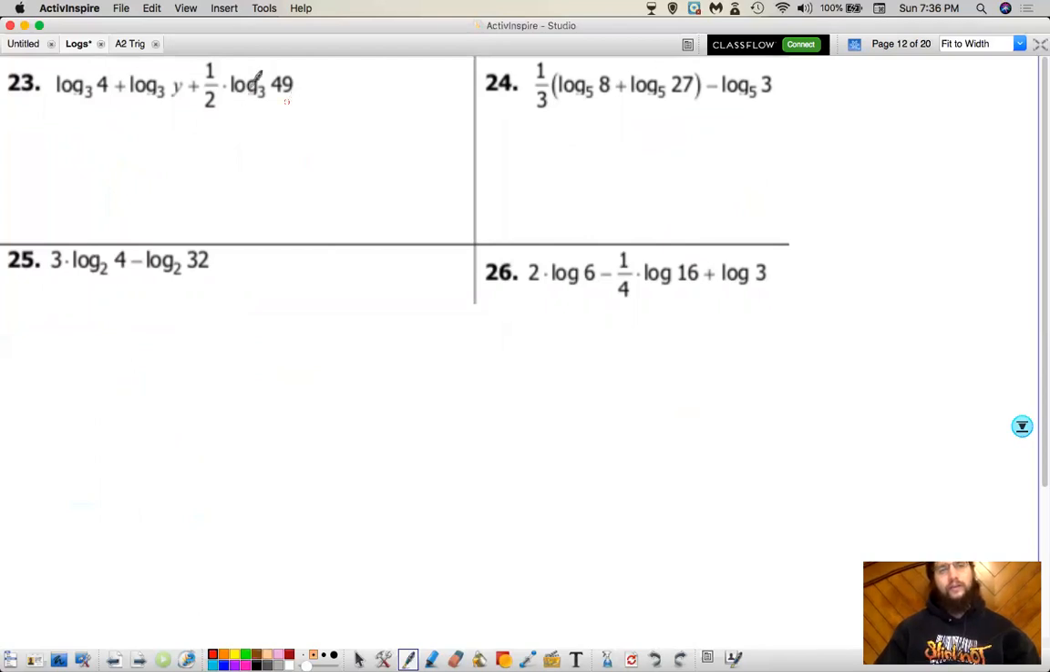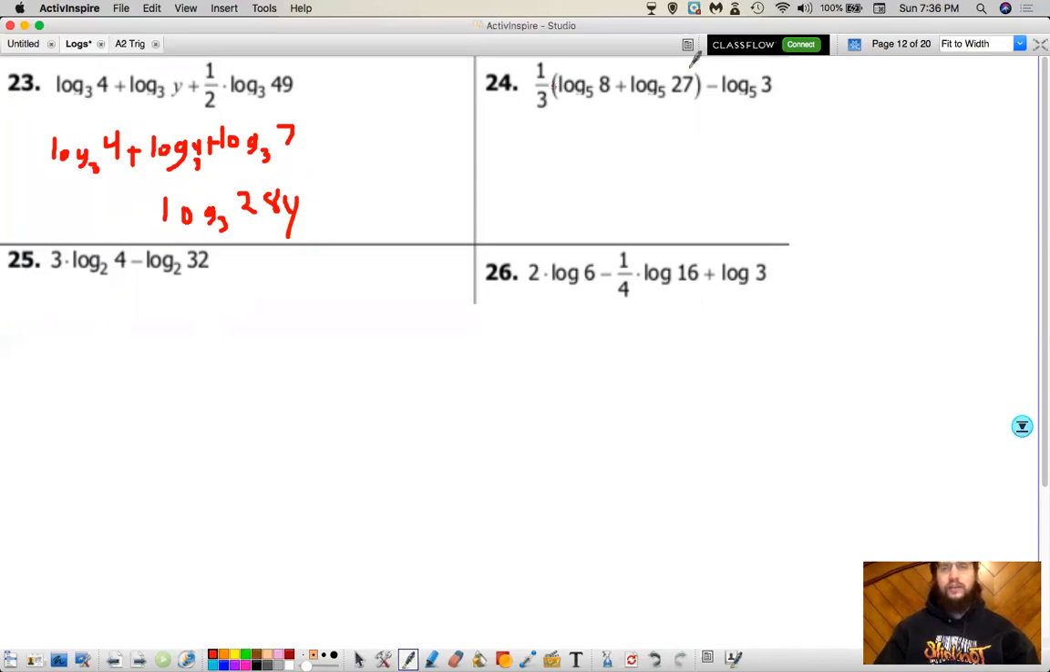So right here, half power, that's square root of 49 is 7. This is going to be log base 3 of 7. I'll write that down. That's the first thing I need to do. Copy everything else down. Don't forget to write it. If you don't write it, you will get lost. 4 times y is 4y times 7 is 28y. Log base 3 of 28y. Done.